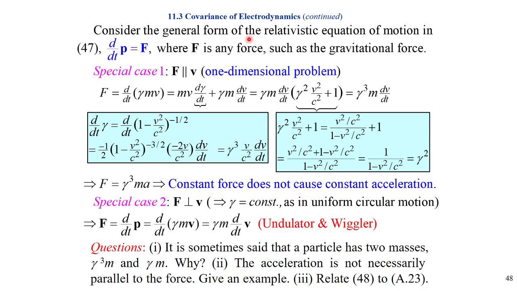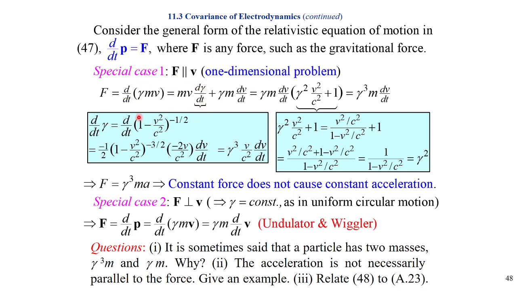So consider the general form of the relativistic equation of motion. The time change rate of momentum P equals the force. The force is any force, Lorentz force, gravitational force. And in this case, P equals gamma mv. First, let's consider the force in the same direction as P, as the driving force, and see what will happen. If these two are the same, we can simplify into magnitude only, gamma mv reduced to 1 dimension, okay?